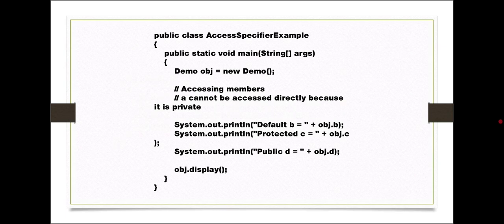We have created an object for the class. After creating the class, I have created an object. If I access the values, I can access b, c and d, but I cannot directly access a. The reason I cannot directly access a is that a is given the private modifier. So private members cannot be directly used by other classes or by subclasses.